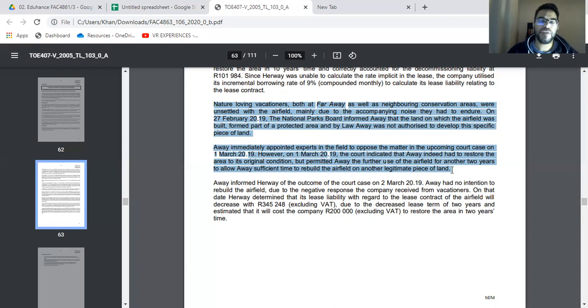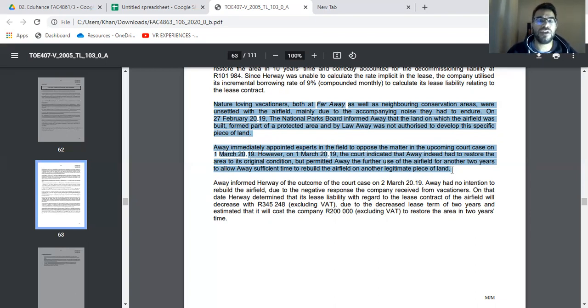So what's happening? Away built the airfield at the cost of 600,000 Rand. They are leasing this airfield for 10 years to Herway at a monthly amount of 9,700 Rand for the next 10 years. However, at some date, on 1 March 2019, what happened?